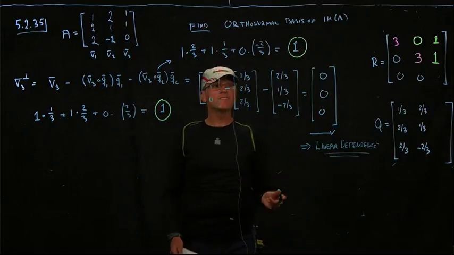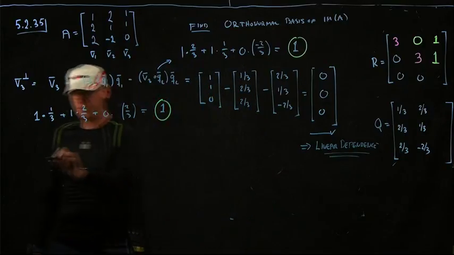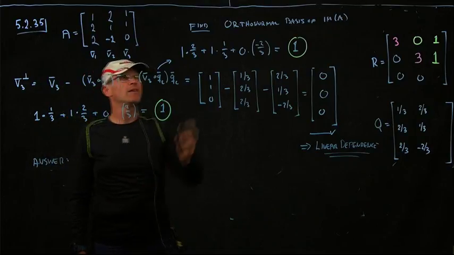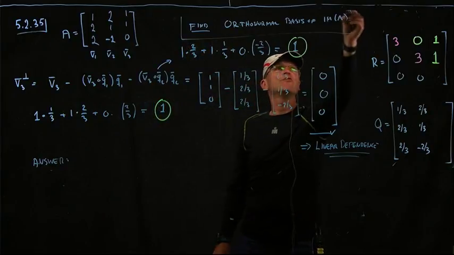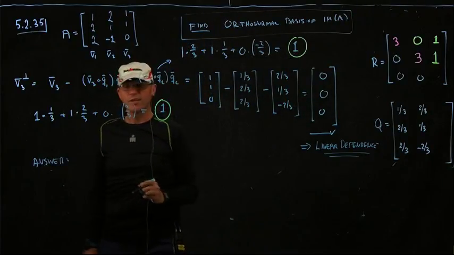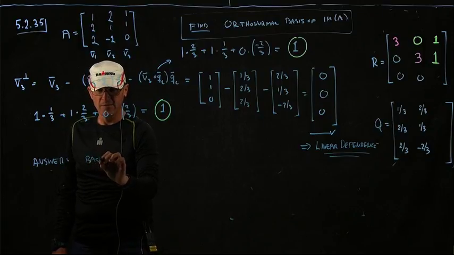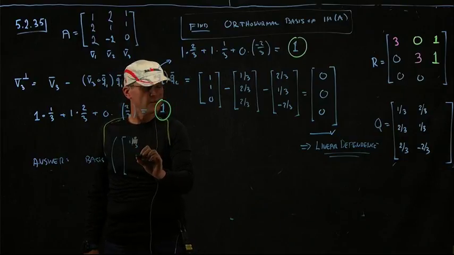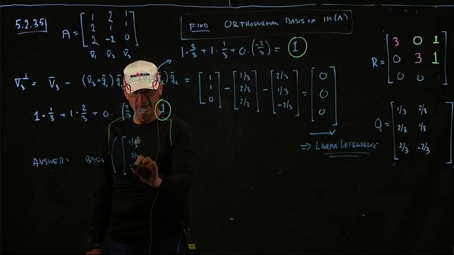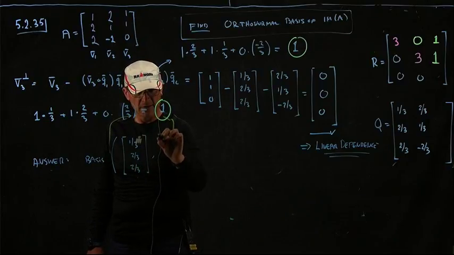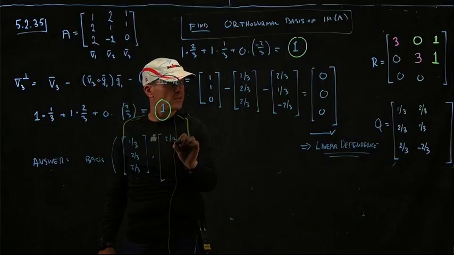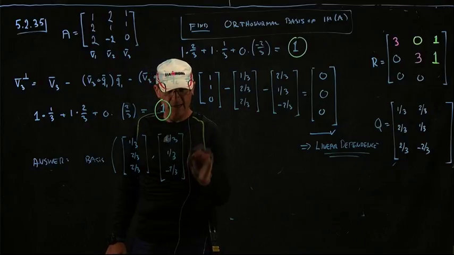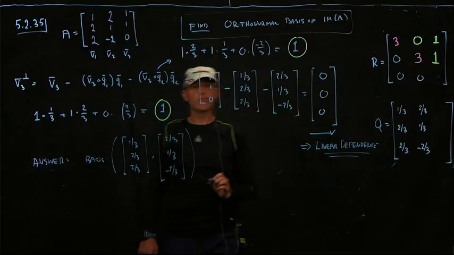So to answer the original question, let's do that first. So the question is here, find the orthonormal basis of the image. So that basis is the collection of vectors 1/3, 2/3, and 2/3. And this one, 2/3, 1/3, and minus 2/3. Right, so that is the answer to the original question.